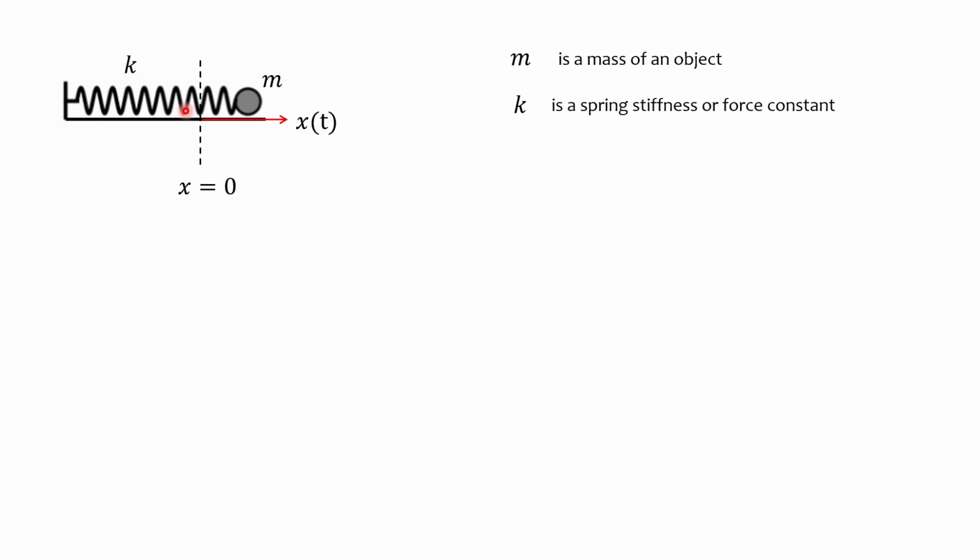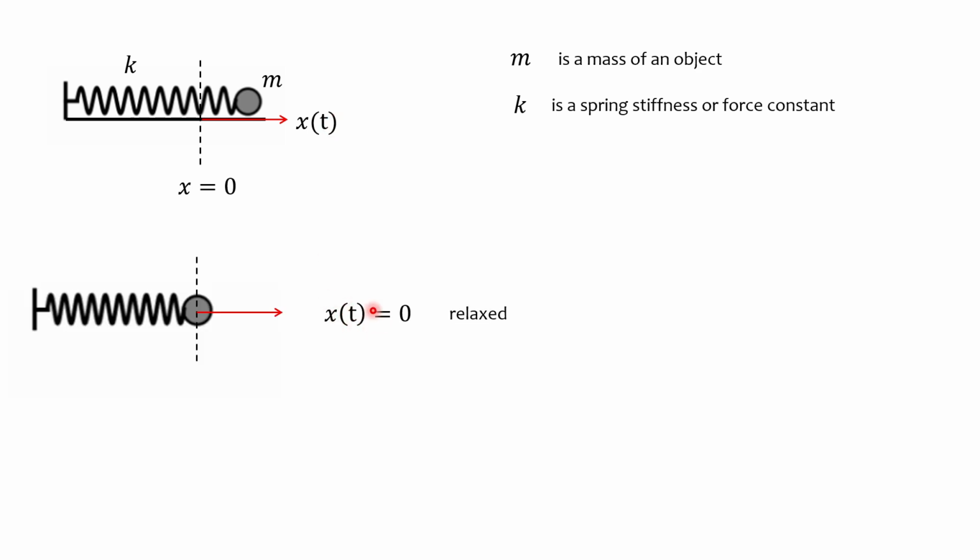Alright, let's start by setting up the problem. We have a mass attached to a spring. On the left hand side the spring is attached to an immovable wall. And on the right hand side, there is an object of mass m attached to the spring. The spring is characterized by constant k, which we discussed in the previous video. I've placed the origin of the coordinate system at the equilibrium position where the spring is relaxed. So the x-coordinate measures the displacement of the mass from its equilibrium position as a function of time.